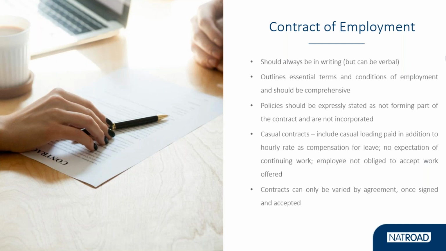So again, it's what is relevant to that employment relationship and the level of that employment relationship. One of the things that we really promote is that policies should be expressly stated as not forming part of the contract and are not incorporated into it. Part of this is so that at the end of the day, a policy is a living document, and you will need to vary that at times throughout the life of your business to maintain its compliance with legislation and things like that. If it's incorporated into a contract of employment, as it says at the bottom of the slide, contracts can only be varied by agreement once they're signed and accepted.